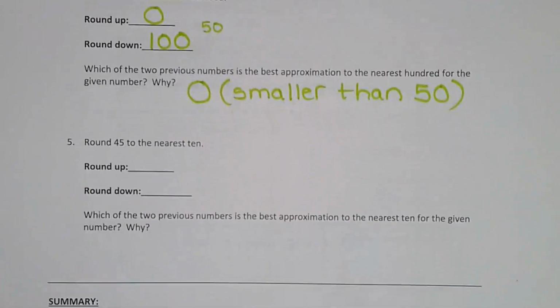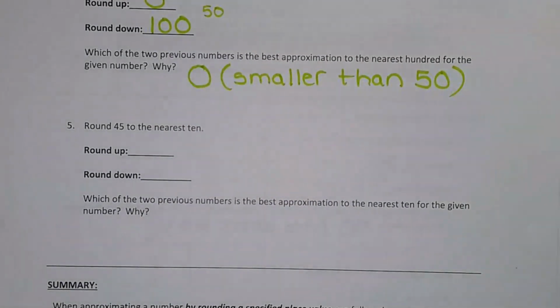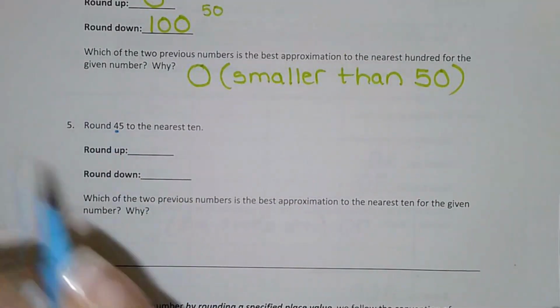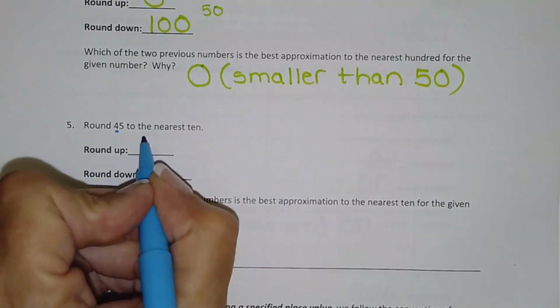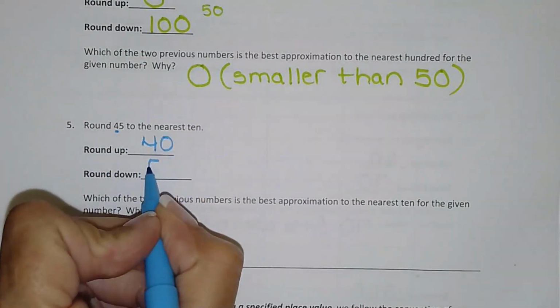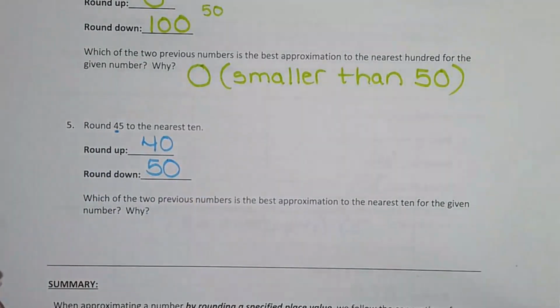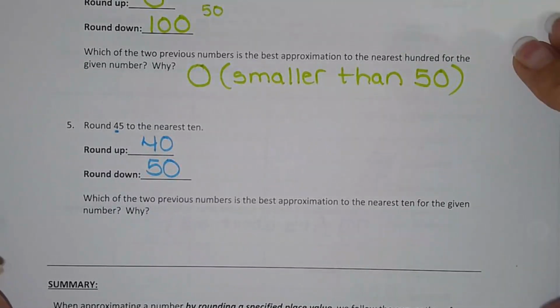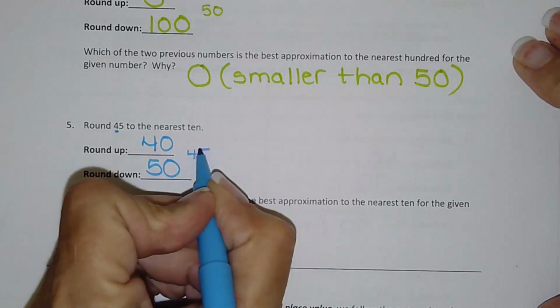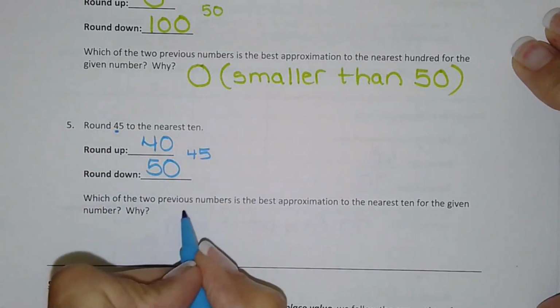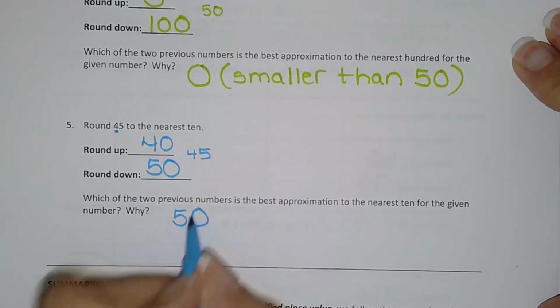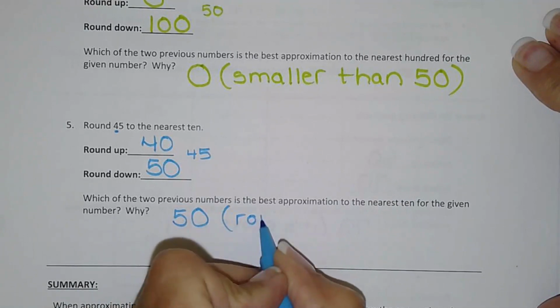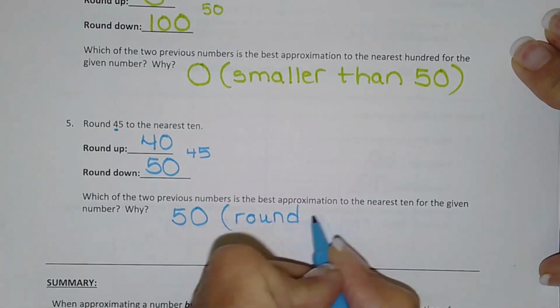Okay, now we're doing the nearest 10. So 45 is in between which two 10 numbers? 40 and 50. And because it's in the middle, the best approximation is 50, because we always round up when it's in the middle. Round up when it's in the middle.